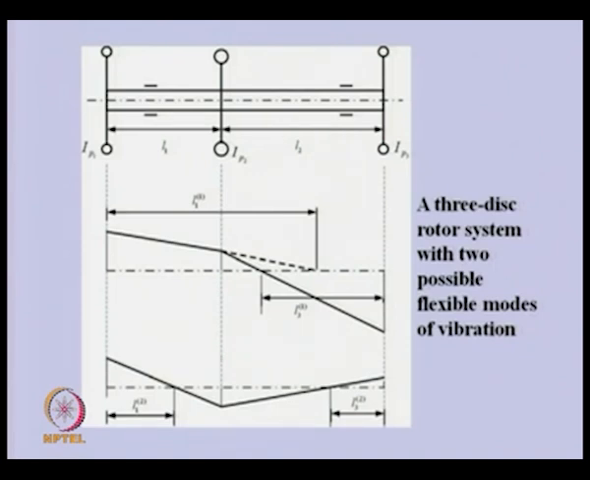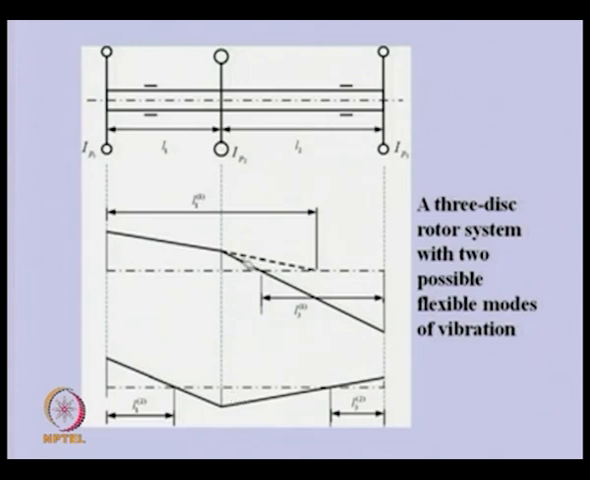Another possibility is that the outer 2 disks have the same direction of motion, maybe clockwise or anti-clockwise, but the central one has motion opposite to the other 2. So, here you can see that this has positive displacement, this also has positive displacement, but the middle one is opposite to these 2. So, this is another possible mode.